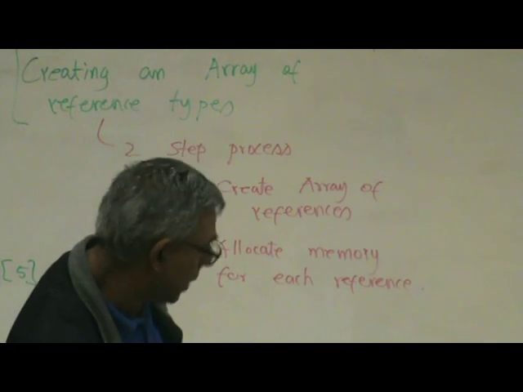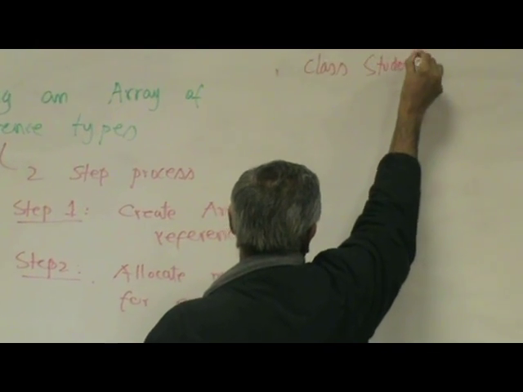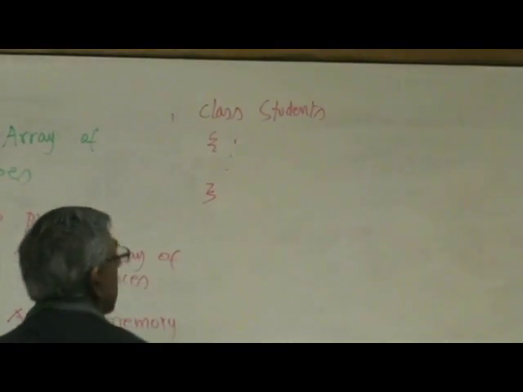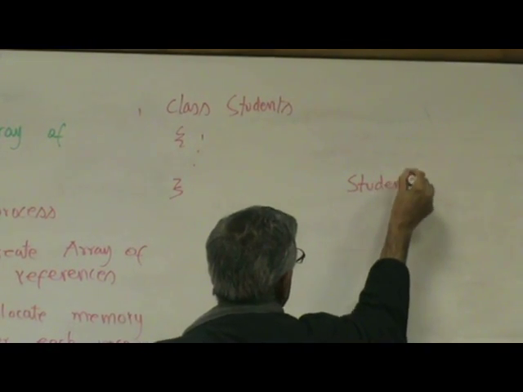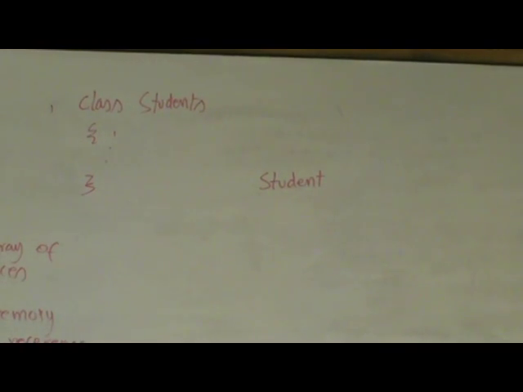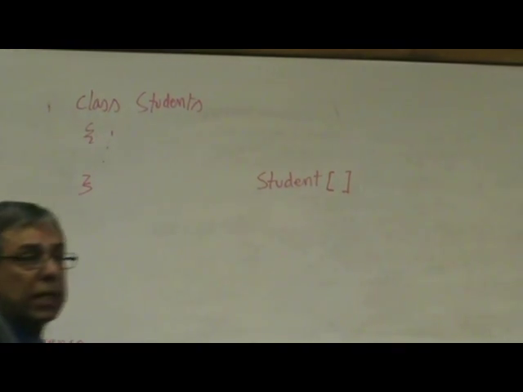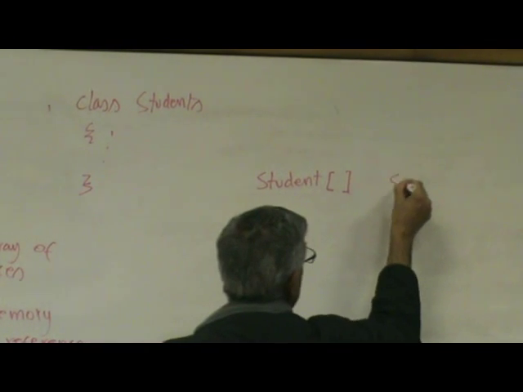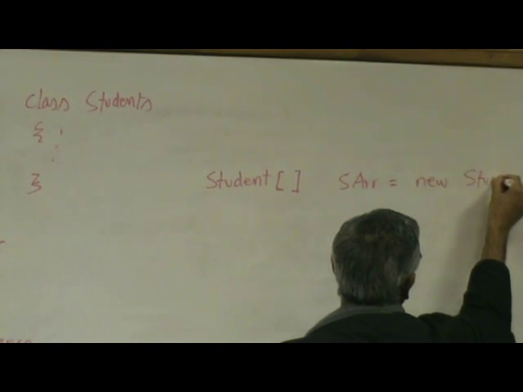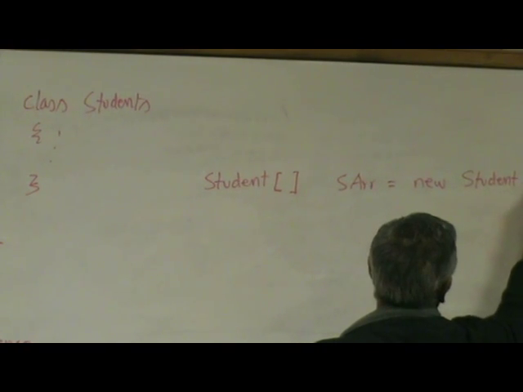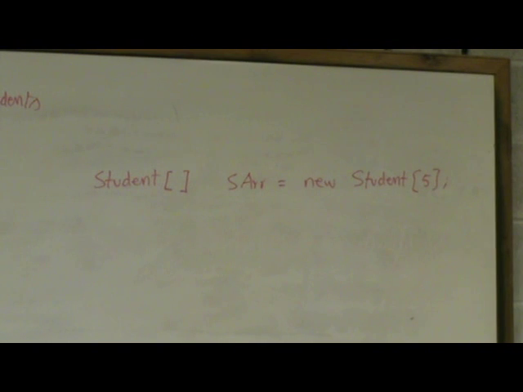Okay, suppose we have a student class, okay, and we wanted to create an array of students. So what will you do? You will say student. Since we wanted to create an array of students, we have to put empty brackets after that, correct? Then you will pick a name for the array, right? Let's call it S array equal to new student of, let's say 5, correct?